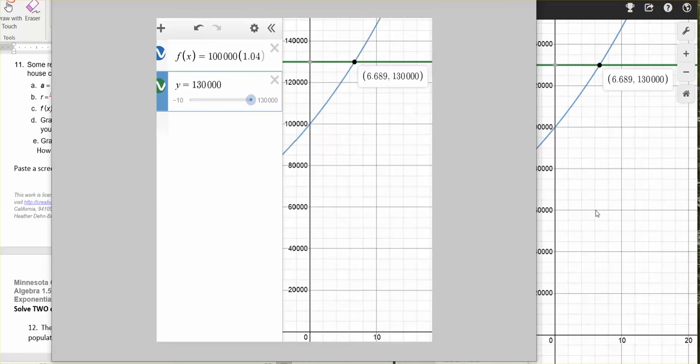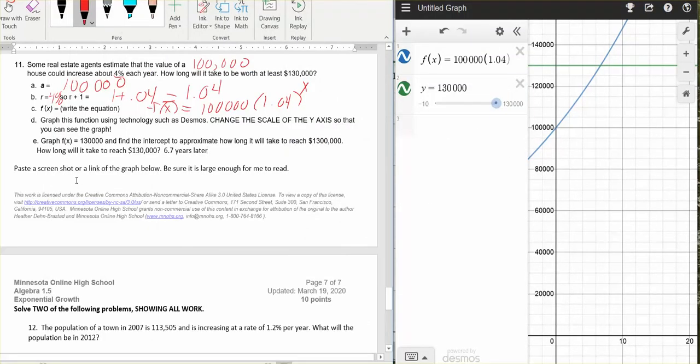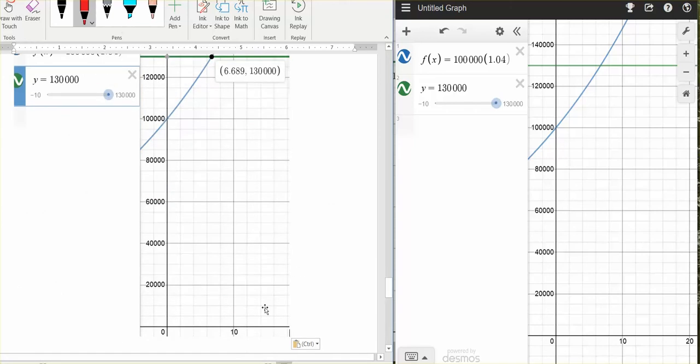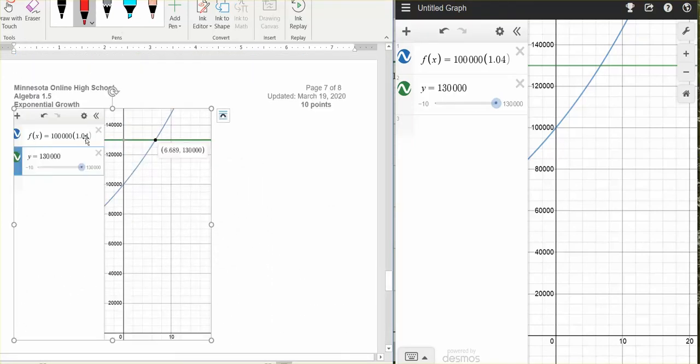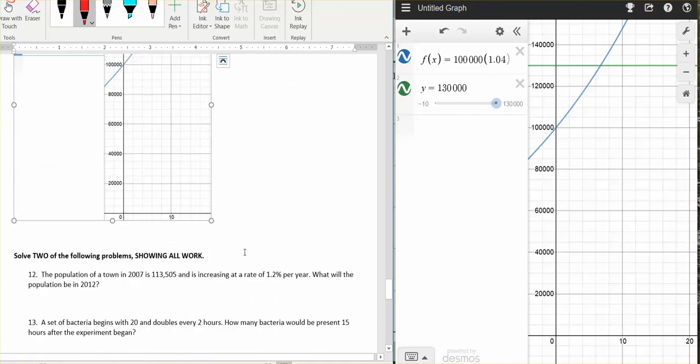And now I've copied it, and now I'm going to paste it into the worksheet. And I'm going to make sure it's big enough for the teacher to read. I want to be able to see the functions here. I see the graph, I see where they cross, and then I'm ready to move on to the next problem.